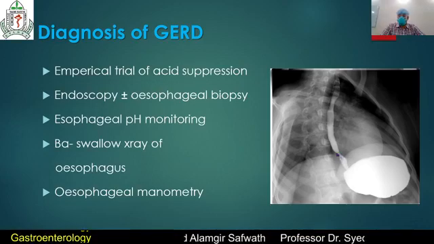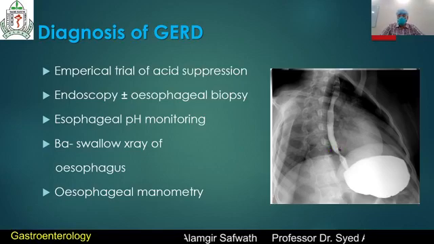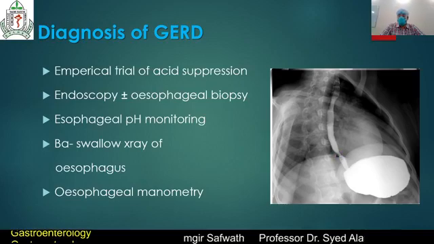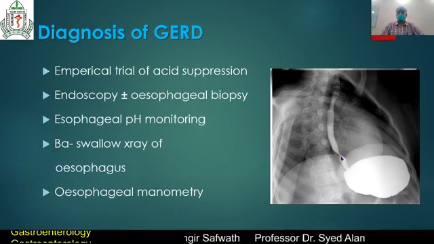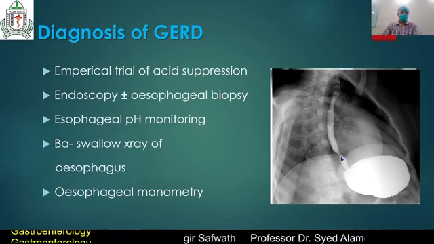As it is smooth narrowing, so it is a benign lesion. So it is due to a benign stricture due to GERD. Sometimes you will get irregular stricture that will suggest malignancy, but it is a smooth tapering at the lower end of esophagus. So this is a benign stricture due to GERD.